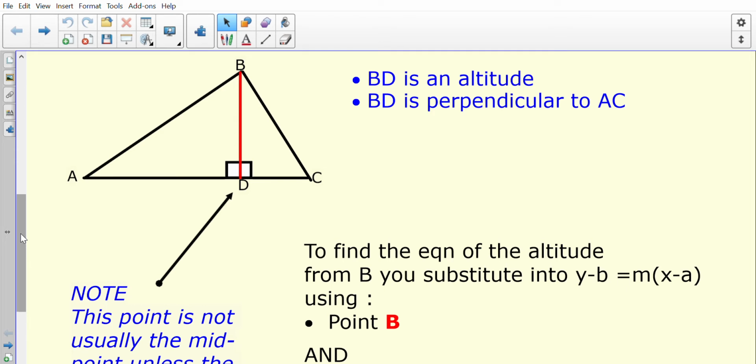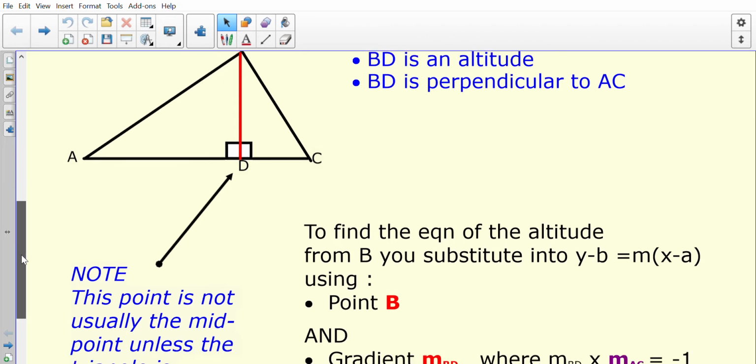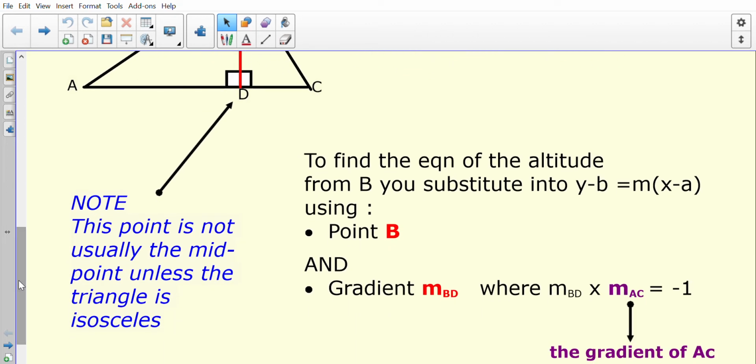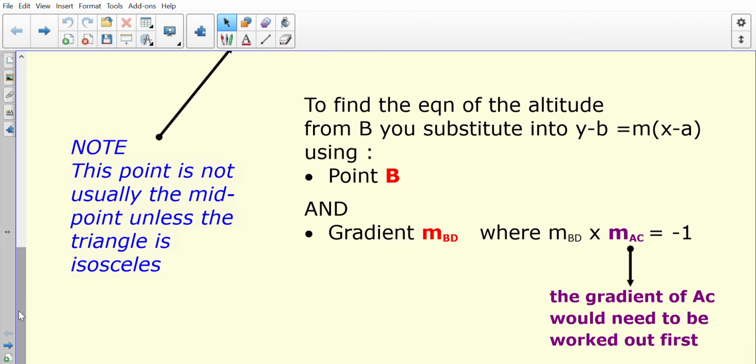So to find the equation of the altitude from B, you would need obviously the equation of a line, which is y minus b equals m times x minus a. So in order to complete that, you need a point, B of course, and the gradient of BD. Now we know if we can find the gradient of AC, we know how to get the gradient of BD, because when you multiply them together, it gives you an answer of -1. Okay, so you need both those things before you can find the equation of an altitude.